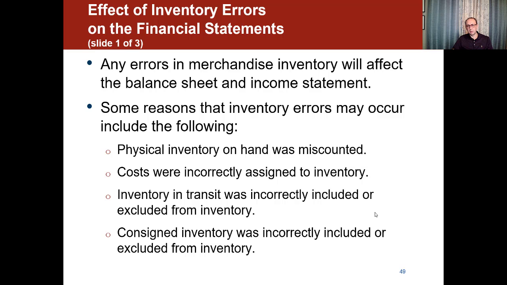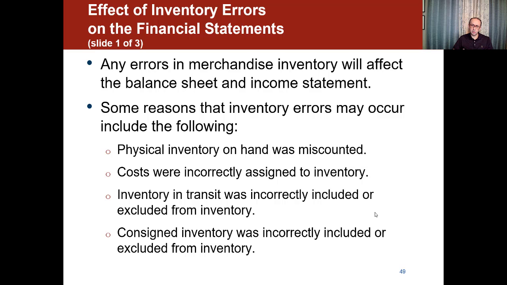Some reasons that inventory errors might occur include the following. Things like physical inventory on hand was miscounted. So when the people were doing the physical count, they miscounted the inventory. Or costs were incorrectly assigned to inventory. Or maybe inventory in transit was incorrectly included or excluded from inventory. That's always a problem because inventory in transit is not on site. So if it should be added to the inventory balance and nobody saw it, maybe it can get missed.